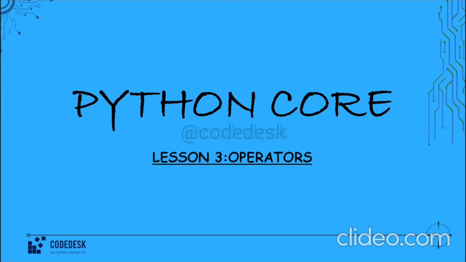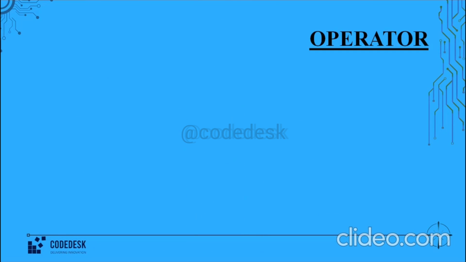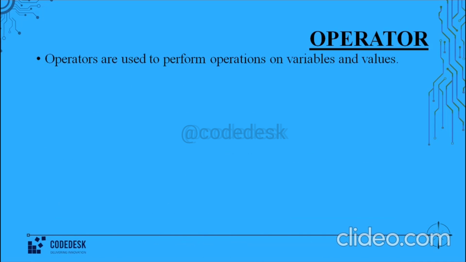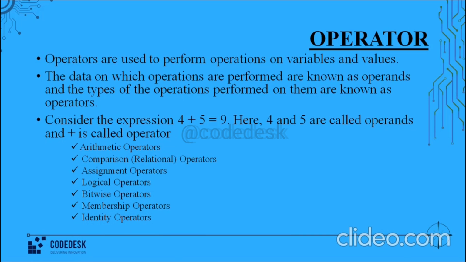Today's topic is operator. Before entering into the topic, we need to know some basic terms: what is meant by operand and what is meant by operation. An operand is nothing but a value, and variables are also said to be operands. The operator is the operation we are going to perform with that value.